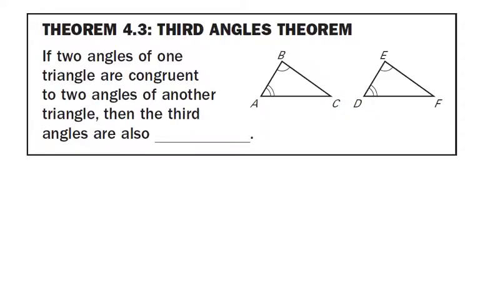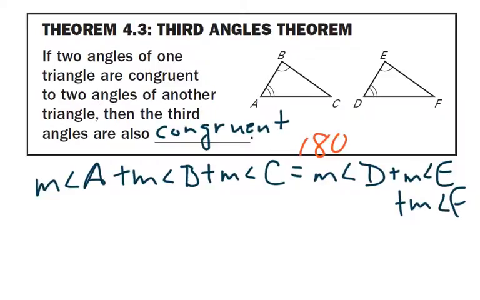All right, third angles theorem. All this says that if you know 2 angles of one triangle are congruent to 2 angles of another, then the third angles are also congruent. Go back to the triangle, the proof of this, go back to the triangle sum theorem. Triangle sum theorem says that all 3 angles of a triangle add up to 180. So A plus B plus C equals 180.